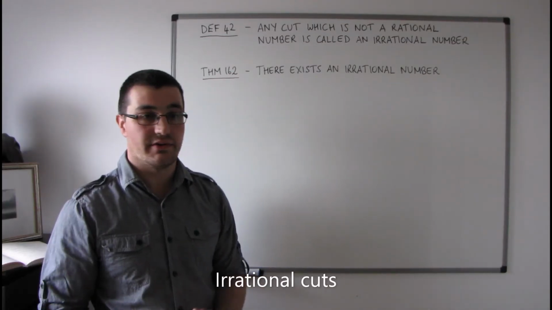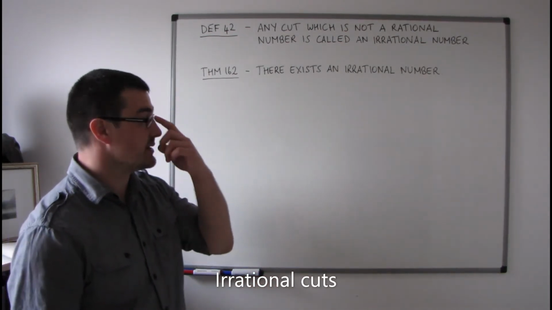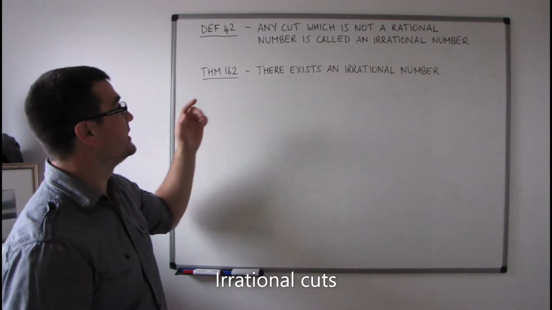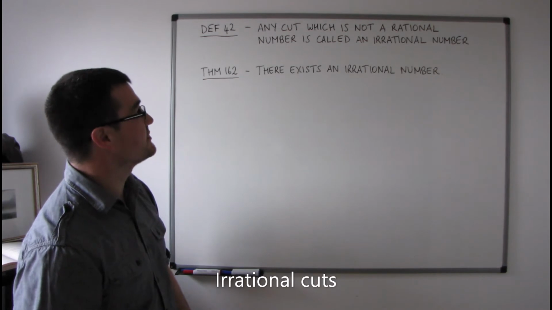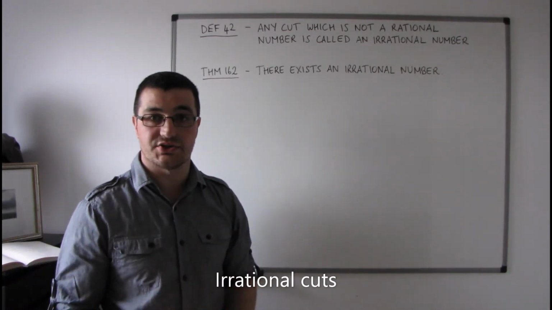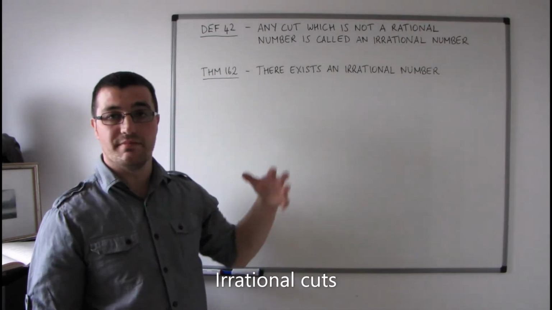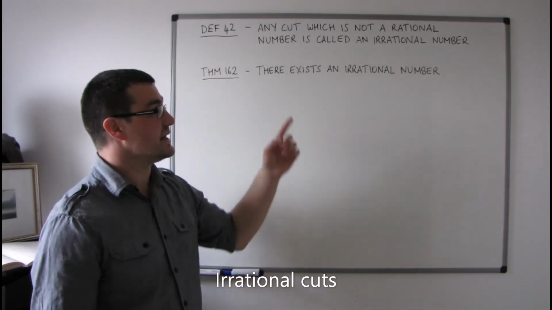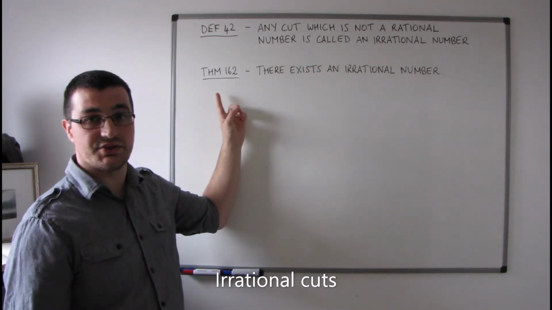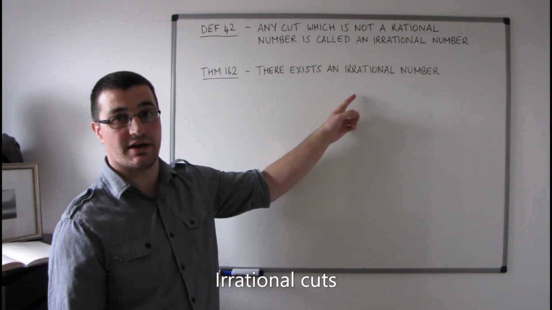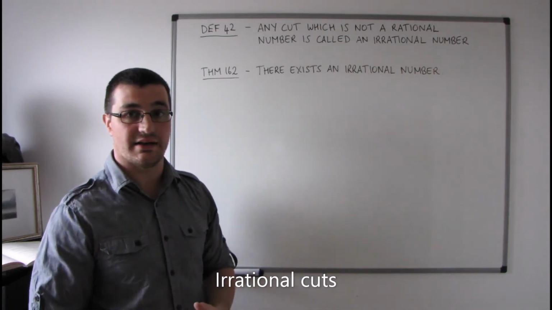So let's just have a very quick look at the very last section really of this part on cuts in Landau's book. So here we've got definition 42. Any cut which is not a rational number is called an irrational number. Be careful at this stage, just because we've said what we mean by an irrational number doesn't actually mean that there are any. And that's where Theorem 162 comes in. There exists an irrational number. So this is really the thing that fills in that gap.